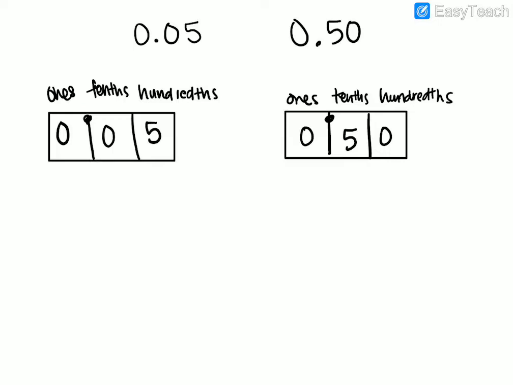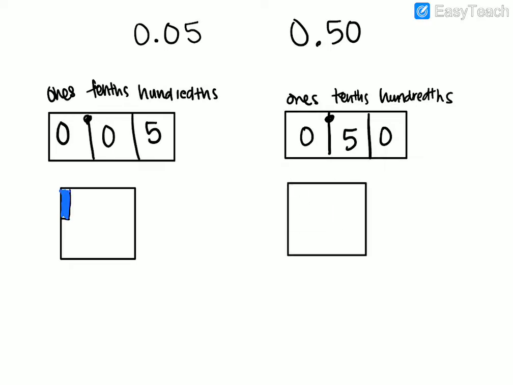Well, this one is a lot smaller, right? If I were to have a hundredths model, I would only be filling in this tiny section of hundredths. However, if I had this, I would be filling in 5/10ths, if each of these was a tenth. So which of these is greater? 50/100ths or 5/10ths is greater than 5/100ths.